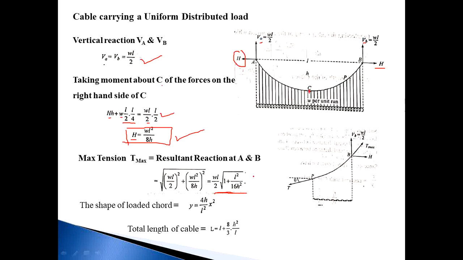Then the shape of the loaded cable is a parabola, with equation y is equal to 4h upon L square into x square, where x is a variable distance. And the total length of the cable is equal to the span of the cable, L, plus 8 by 3 into h square by L. This is the formula to calculate total length of the cable.